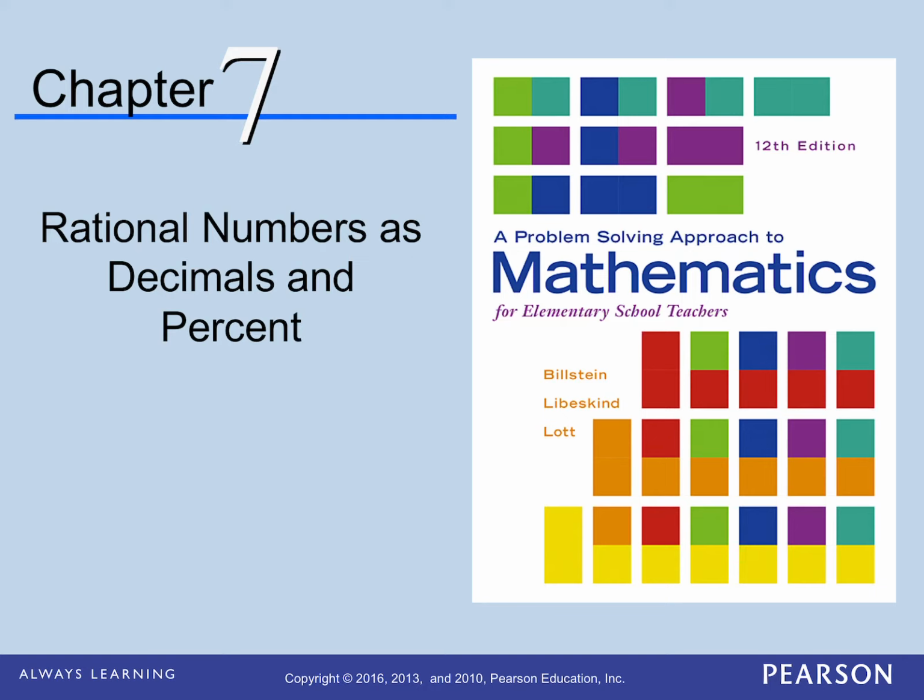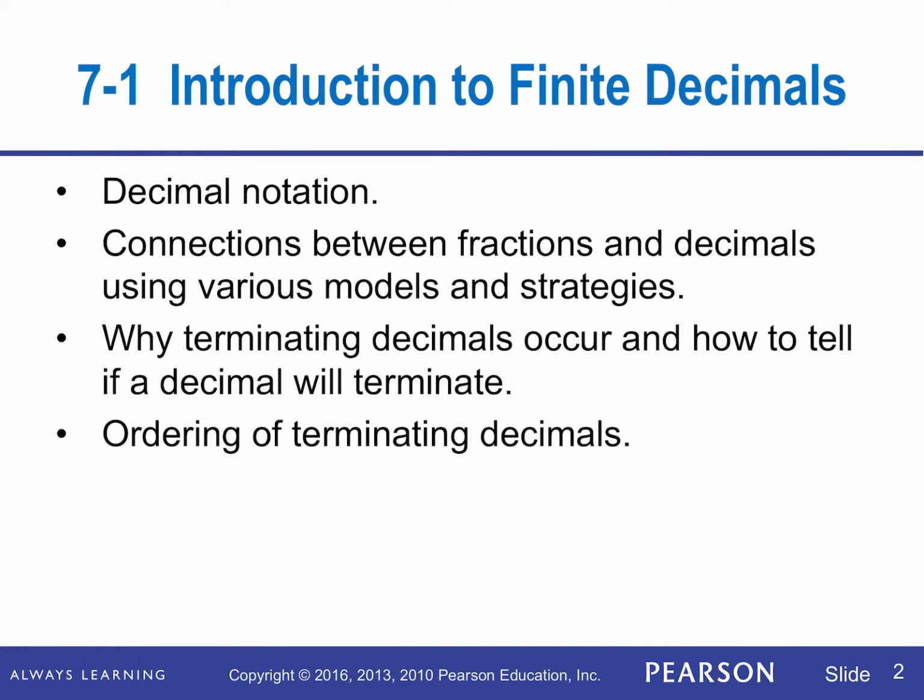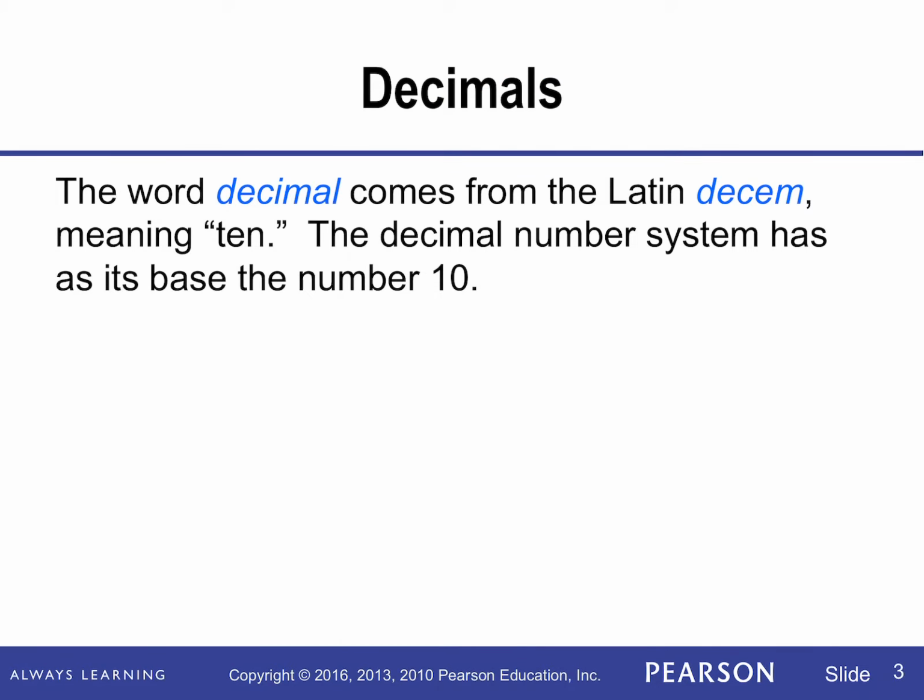All right, we are entering our last whole chapter for the semester, and it's chapter 7, rational numbers as decimals and percents. So we're going to be looking at decimals and percents. Section 7.1 is just an introduction to finite decimals. We're going to look at some notation, connections between fractions and decimals, and then we're going to really concentrate our efforts on terminating decimals. So those are going to be decimals that terminate. They don't keep repeating.